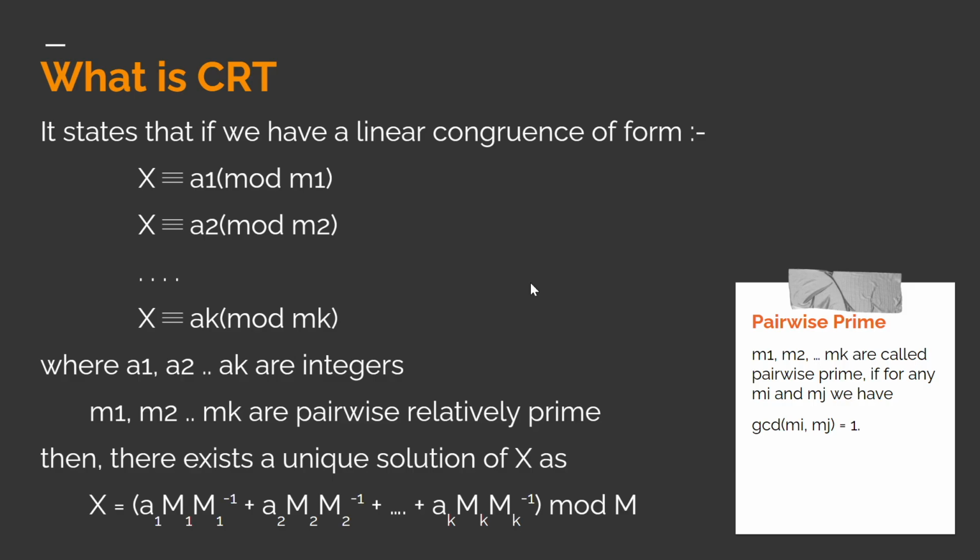Now let's see what is the technical definition of Chinese remainder theorem. It basically states that if we have a linear congruence of the form x congruent to a1 mod m1, x congruent to a2 mod m2, up to x congruent to ak mod mk, where a1, a2, ak are integers and m1, m2, mk are pairwise relatively prime, means for any value of mi and mj, their GCD should be 1. So if it follows these two conditions, then there exists a unique solution of x, which can be defined as x is equal to a1 M1 capital M1 inverse up till ak capital Mk inverse mod M. We'll see about these capital M's in the next slide.